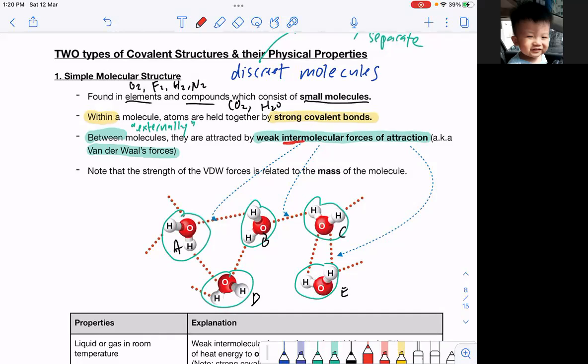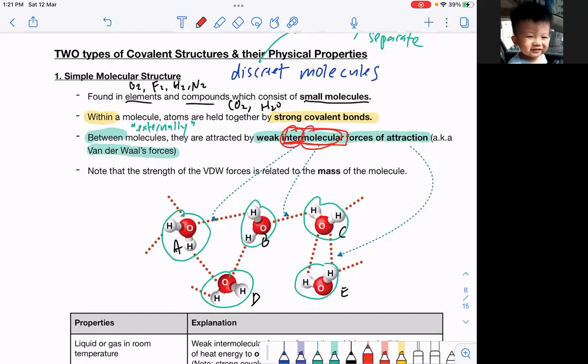What is intermolecular? Inter means different, so it is the relation between different molecules. Can you see that intermolecular? This word comes from the words inter and molecule.